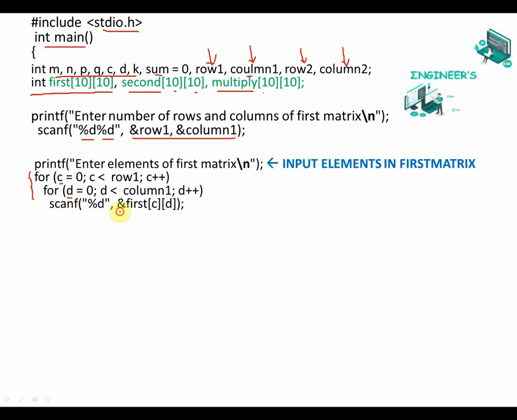Now how do we take input? We write the ampersand sign, the name of the two-dimensional array, how many rows and how many columns. So C is actually the number of rows and D is actually the number of columns. Alright, and these are the for loop conditions. We have seen previously how to take input in a two-dimensional array. If you still have any issues with regards to this, please watch the previous videos.